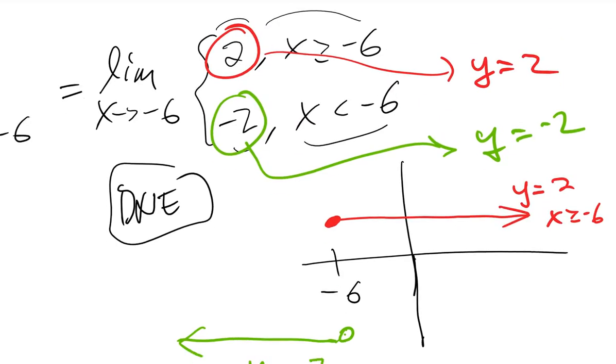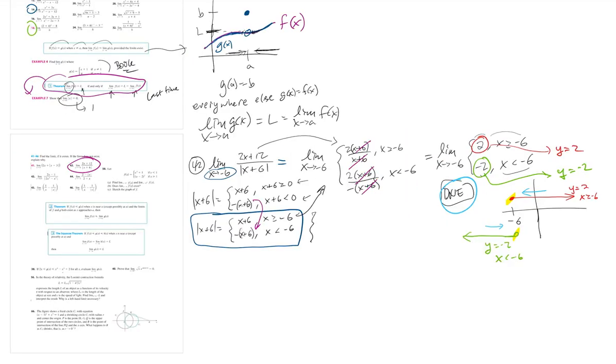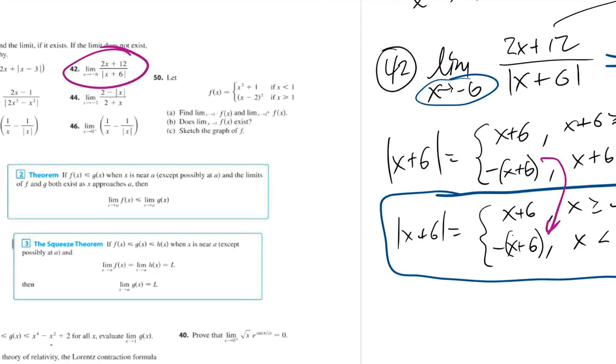Now, as x is going to negative 6 from either way, you get different values. You get this value, and then you get this value, right? So coming in from the left, you get -2, and coming in from the right, you get +2. And so the limit does not exist. So play around with the absolute value problems. If you have any questions, ask me in the question and answer.